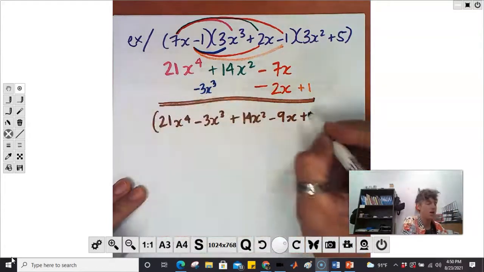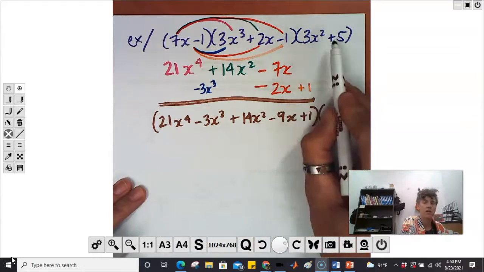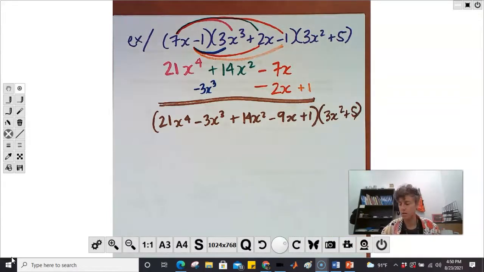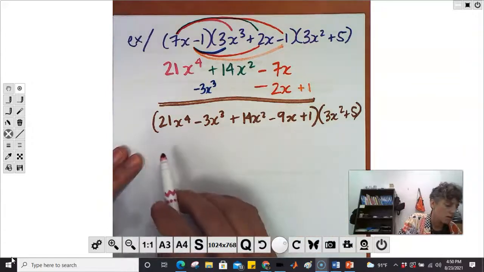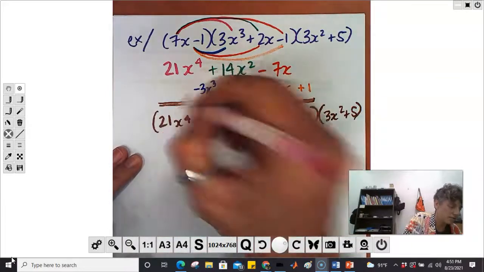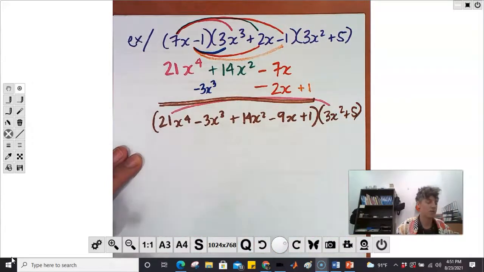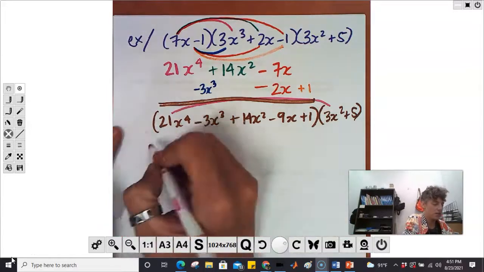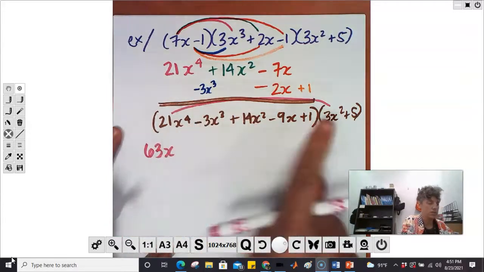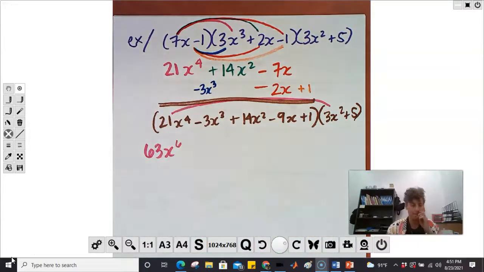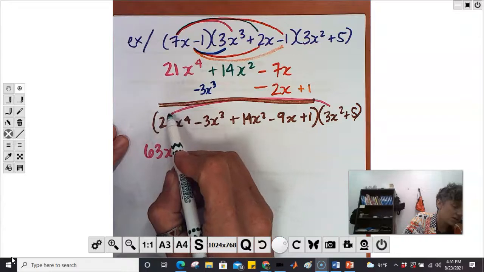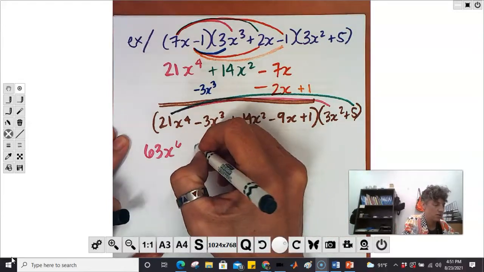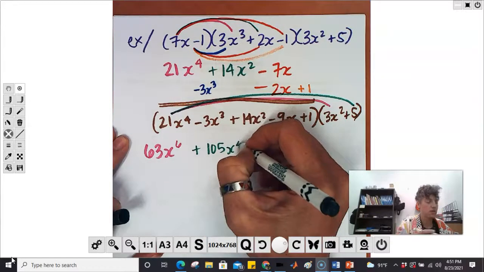Now we need to multiply all of that by our third term, 3x squared plus 5. 21x to the fourth times 3x squared is going to be 63, since 3 times 21 is 63, and x to the 4 plus 2 is x to the sixth. So 63x to the sixth. Then 21x to the fourth times 5 is 105x to the fourth.